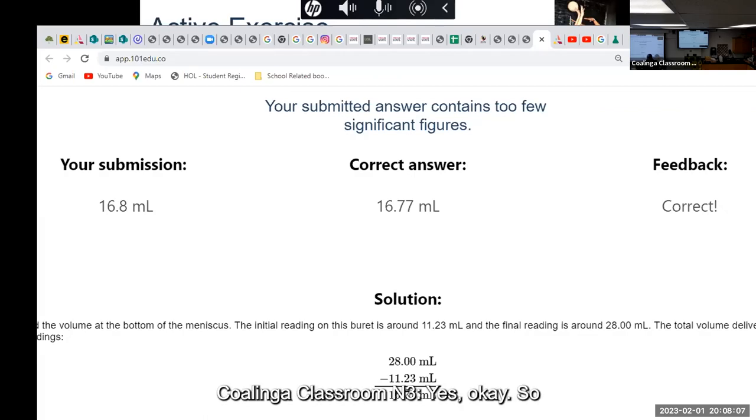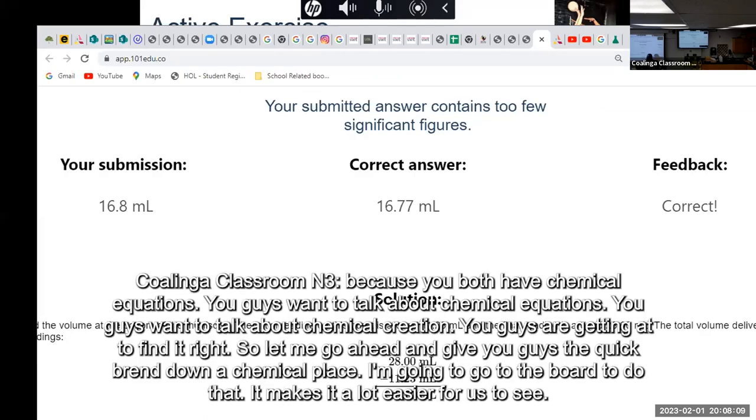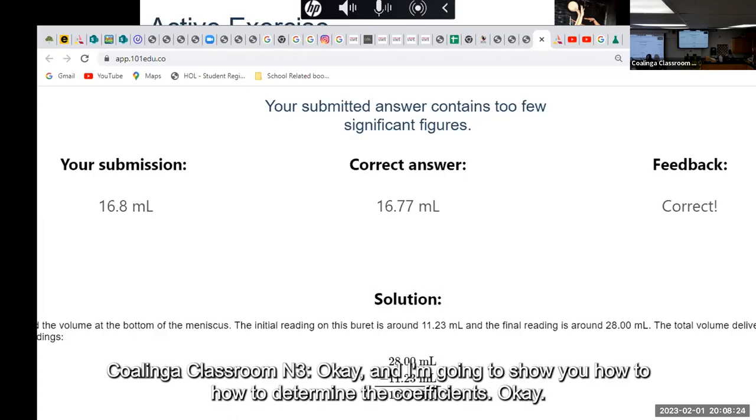Yes. Okay, so because you both have chemical equations, we haven't even talked about chemical equations yet. If you guys want to talk about chemical equations, you guys are getting itchy about it, right? So let me go ahead and give you the quick rundown of chemical equations. I'm going to go to the board to do that. It makes it a lot easier for us to see, okay? And I'm going to show you how to determine the coefficients, okay?